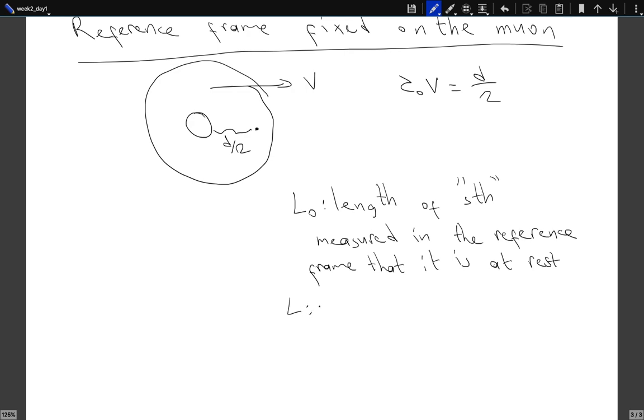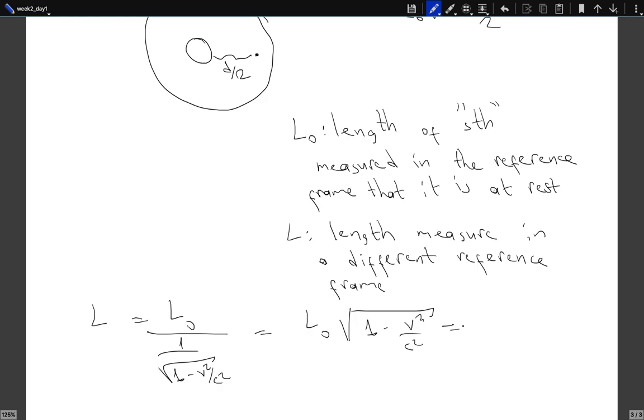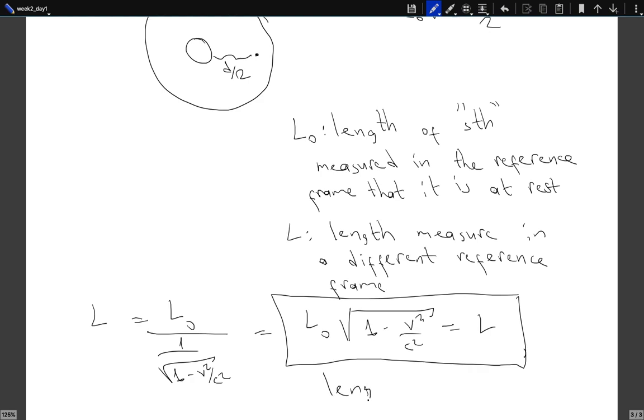And L is the length measured in a different reference frame. Then L is just L0 over 1 over square root of 1 minus v squared over c squared, or this is L0 times square root of 1 minus v squared over c squared. This is called length contraction.